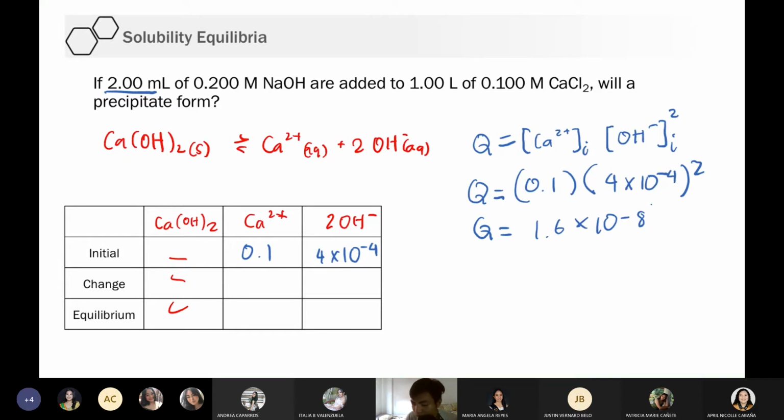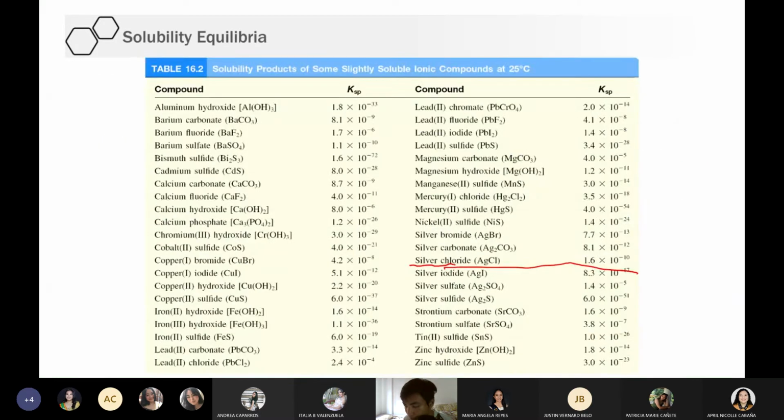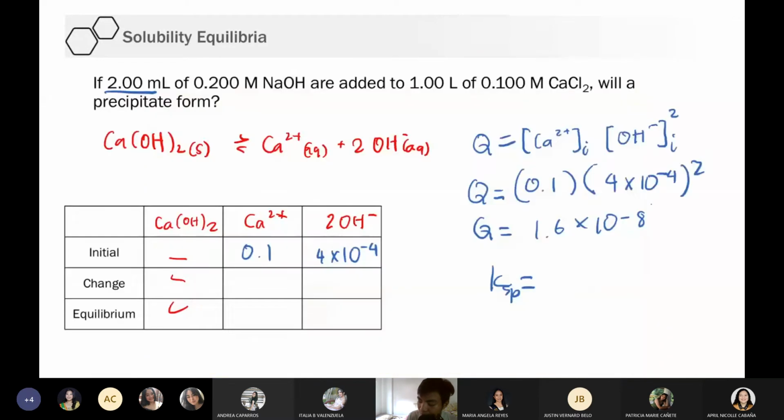Ngayon, ano yung K nito? Ano yung K ng calcium hydroxide? Ano yung Ksp niya? Di ba may table akong pinakita sa inyo? Doon tayo titingin. So, for calcium hydroxide, ito yon. The K is 8 times 10 raised to negative 6. Okay, so the K, or the threshold, is 8 times 10 raised to negative 6.